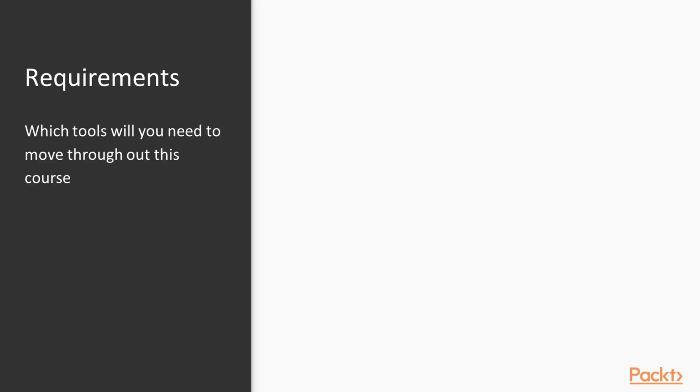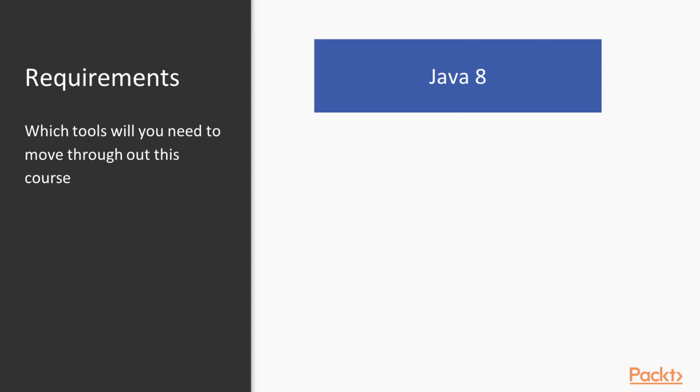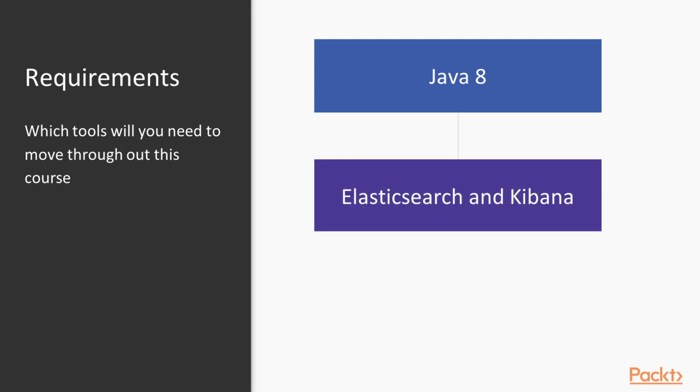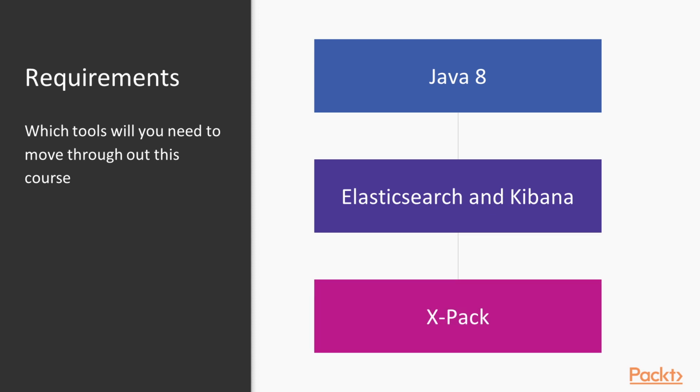There are three main installations needed before you get started. They include the latest updated version of Java 8. Actually, Java 7 will suffice, but Java 8 is more common. ElasticSearch and Kibana version 6 downloads, and the latest version of XPack, which is installed via ElasticSearch. We'll go through that in later videos.